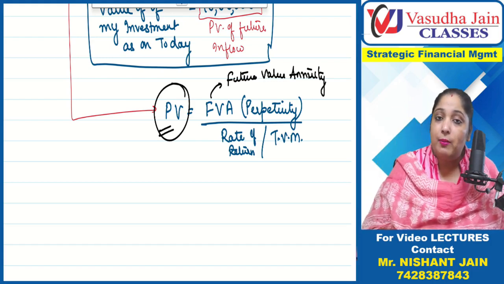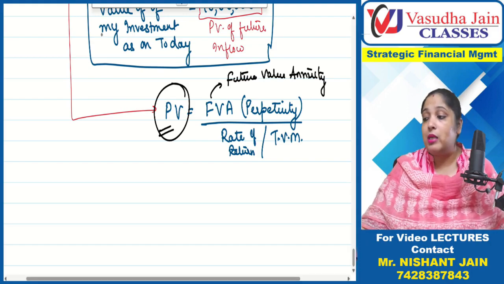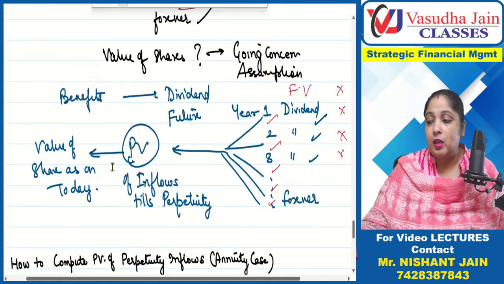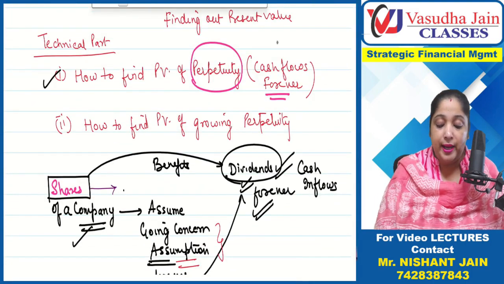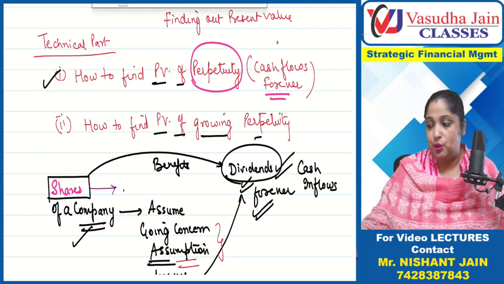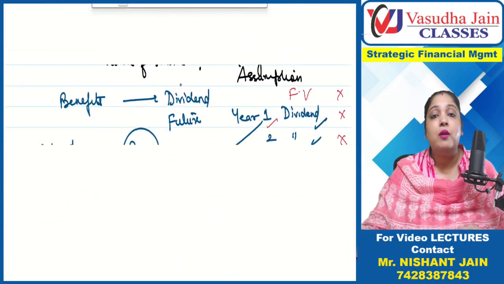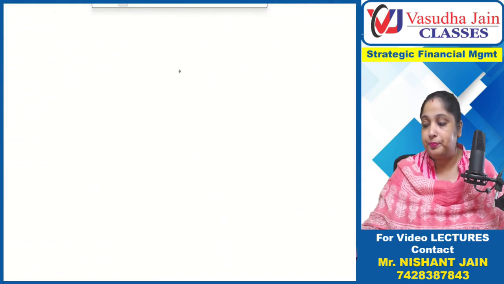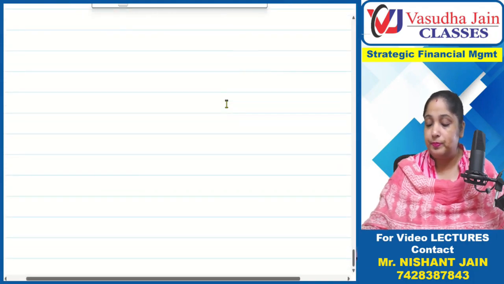So do not forget about this formula. Do not write also. Let me first finish, because I have to teach you two concepts. First concept, I have taught you how to find present value of perpetuity. Now I am going to teach you how to find present value of growing perpetuity. Then we will come back to our main concept, which is your share valuation.